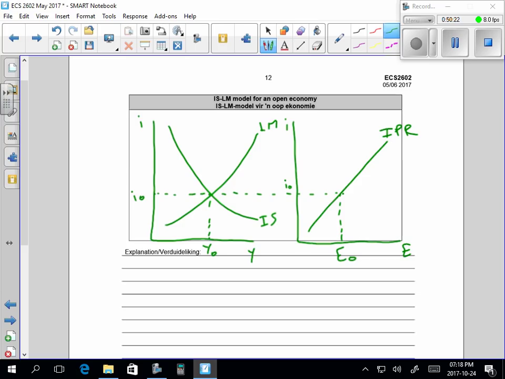Now what they've asked you to do is show the effect of a contractionary monetary policy. We use the money market to derive the LM curve. So monetary policy will affect the LM curve. Contractionary monetary policy, we shift the LM curve to the left. When we shift the LM curve to the left, we have a corresponding decrease in output and income from Y0 to Y1, an increasing interest rate from I0 to I1, and to show the effect on our nominal exchange rate, we use our interest parity relation to show that there will be an increase in our nominal exchange rate.